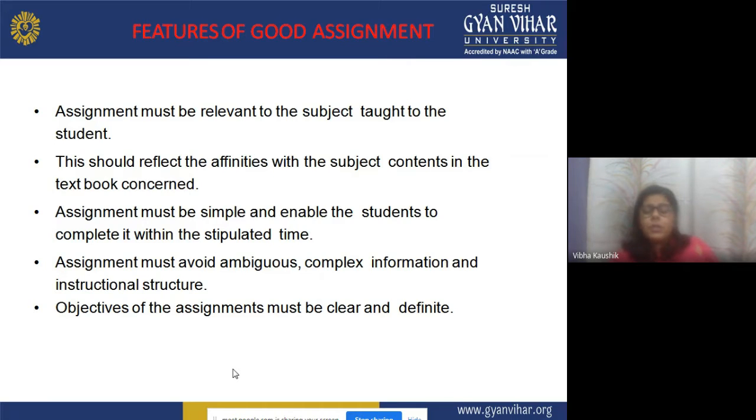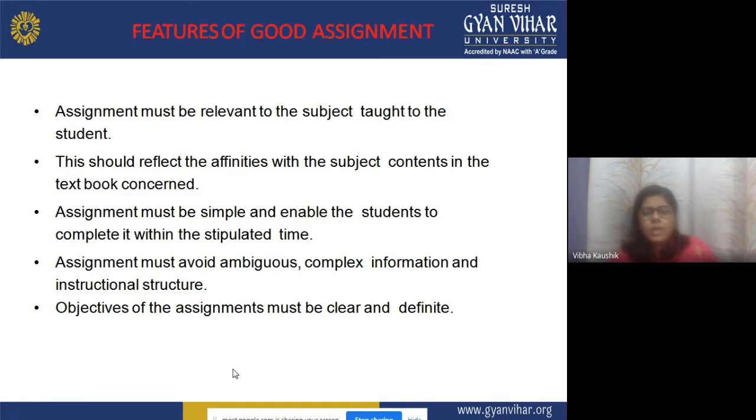Assignments must be simple. When the teacher is giving the assignments, they must be simple for the students and enable the students to complete them within the stipulated time, meaning the duration which is given by the teacher to complete the assignment. If the assignment is very difficult, then the students will not be able to complete it in the prescribed time given by the teacher. So, assignments must be simple.